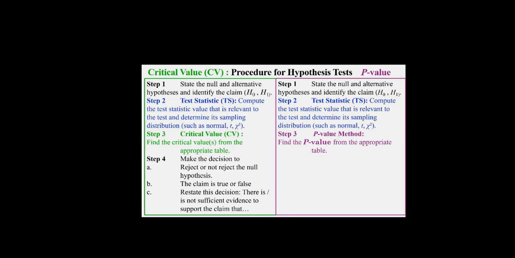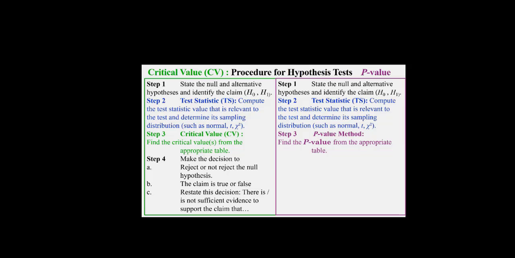The last step is making a decision. What is your decision? Reject or not reject the null hypothesis. Actually, they write down fail to reject. If you want to be very specific, write reject or fail to reject. That's one part. The next part is that you write, okay, now that you've made that decision, the claim is either true or false.